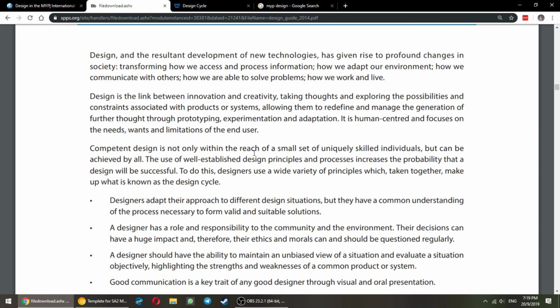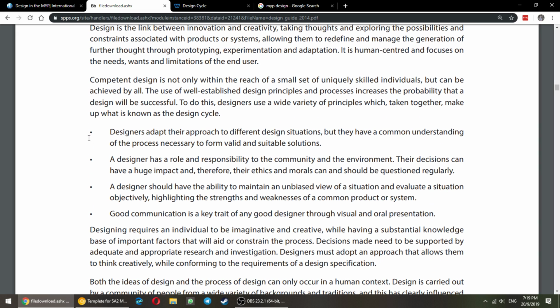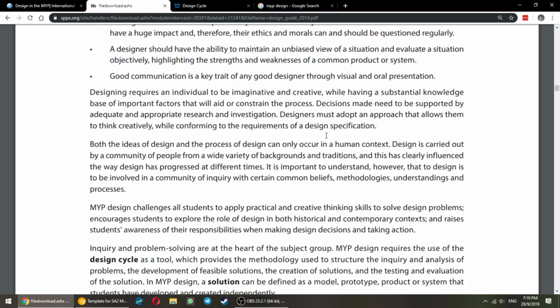So the philosophy of design is very different. It's not really all about using technology, but you do need to have quite an advanced research skill on what is the problem that you are trying to solve, what is the background of the problem, what could be the cause of the problem, and how can you make the situation better.